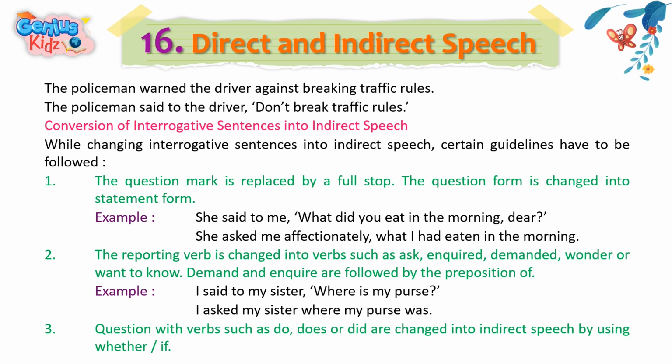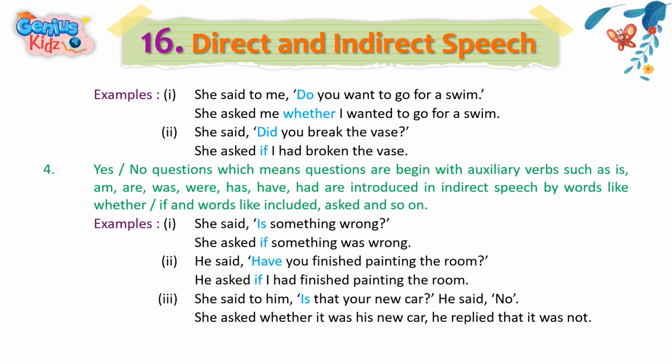3. Questions with verbs such as do, does or did are changed into indirect speech by using whether or if. Examples: 1. She said to me, "Do you want to go for a swim?" She asked me whether I wanted to go for a swim. 2. She said, "Did you break the vase?" She asked if I had broken the vase.